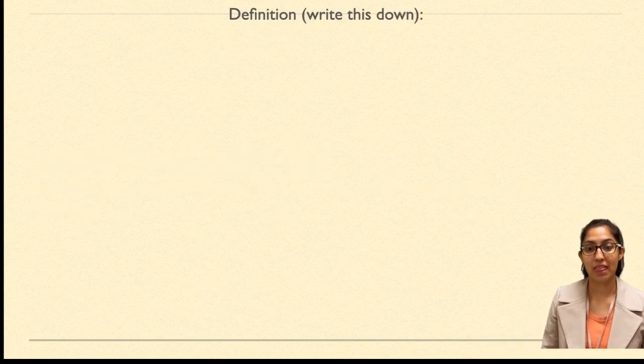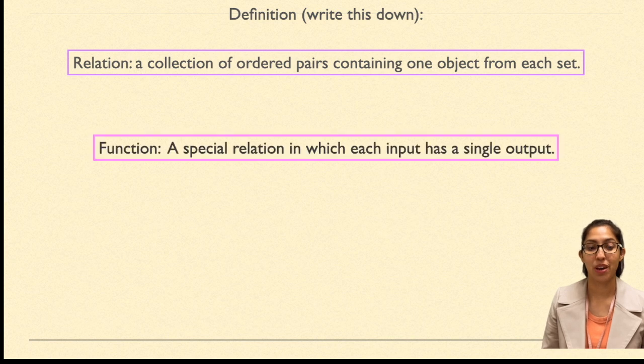So first thing, and there are going to be a lot of moments in this video where I tell you to pause to write things down. So this first one is the definitions. So we have two definitions. One, a relation is a collection of ordered pairs containing one object from each set. And then a function is a special type of relation in which each input has a single output, which will make a whole lot more sense in a minute.